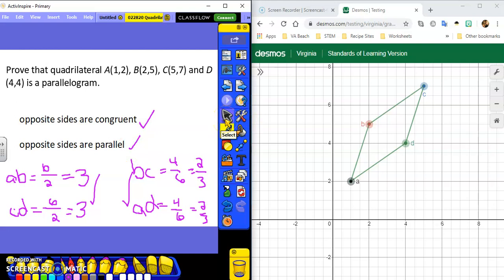Now, if you did not want to do rise over run for your slope, you can also use the slope formula. You would do y minus y over x minus x. That will still work. Either way, you need to check your slopes.